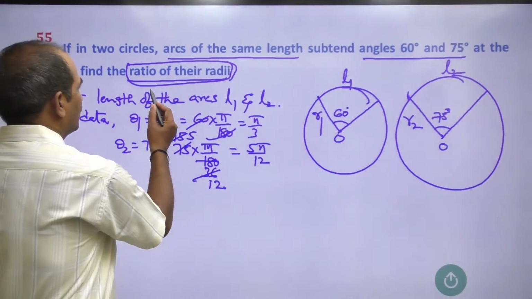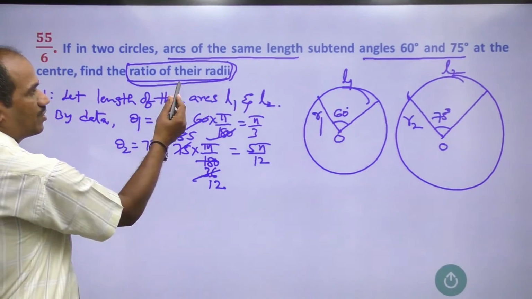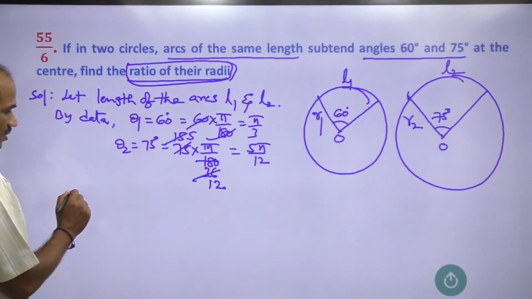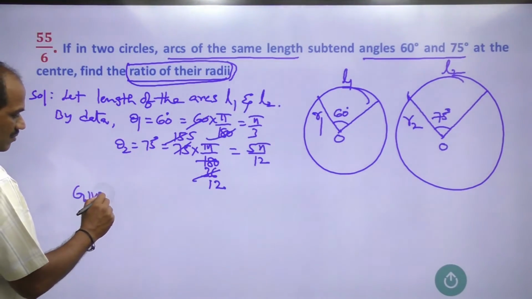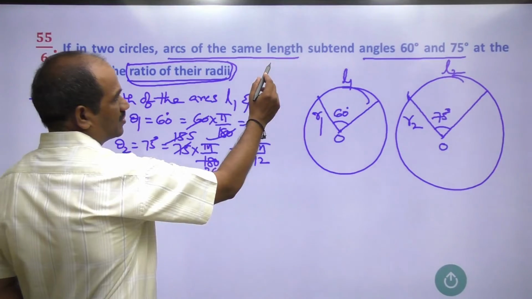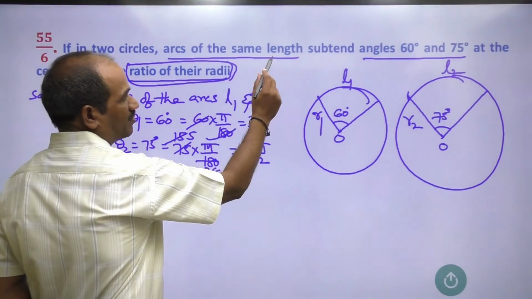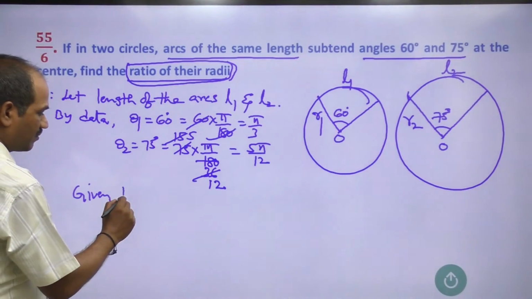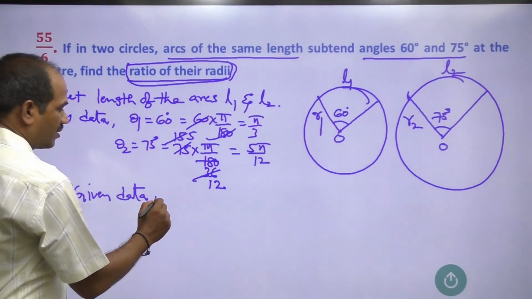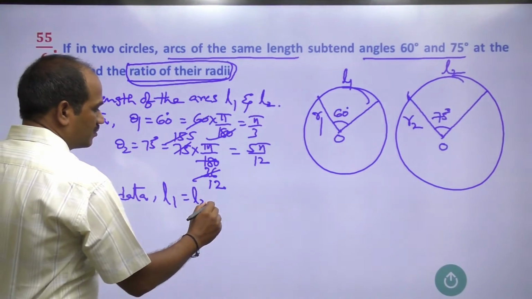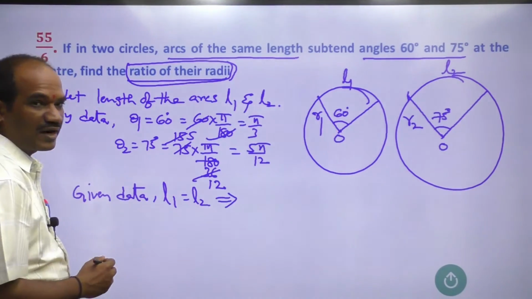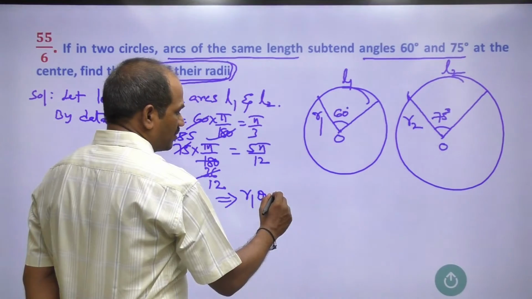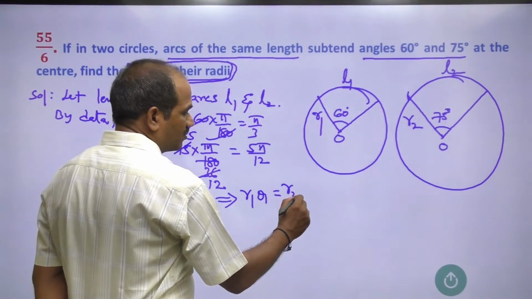Now find the ratio of their radii. In the given data, arcs of the same length means L1 is equal to L2. L1 is equal to L2, and L is equal to R theta. So L1 is equal to R1 theta 1, and L2 is equal to R2 theta 2.